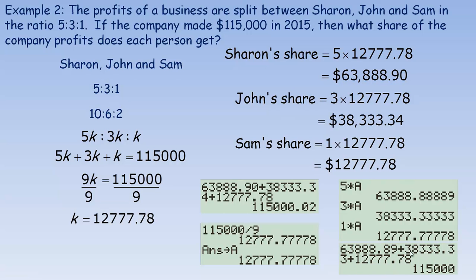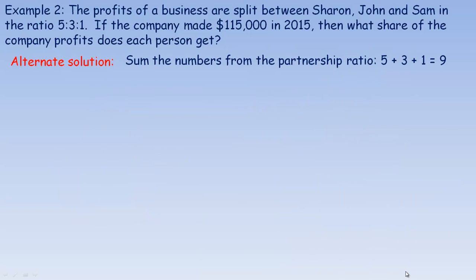And there's the verification there. Those are the 3 numbers added. It works out to exactly 115,000. No pennies to worry about.